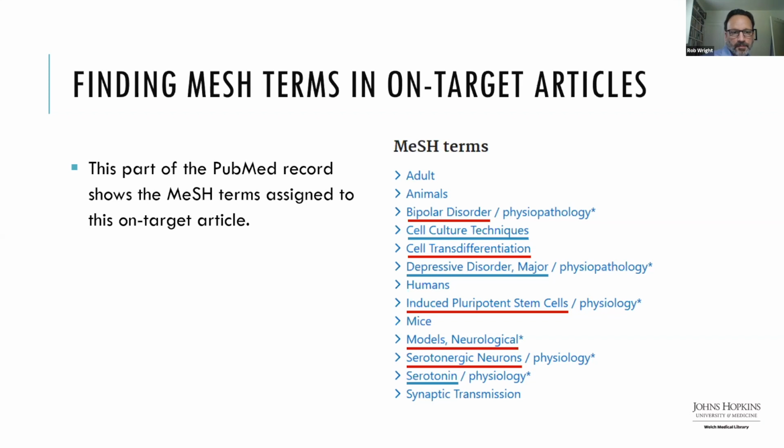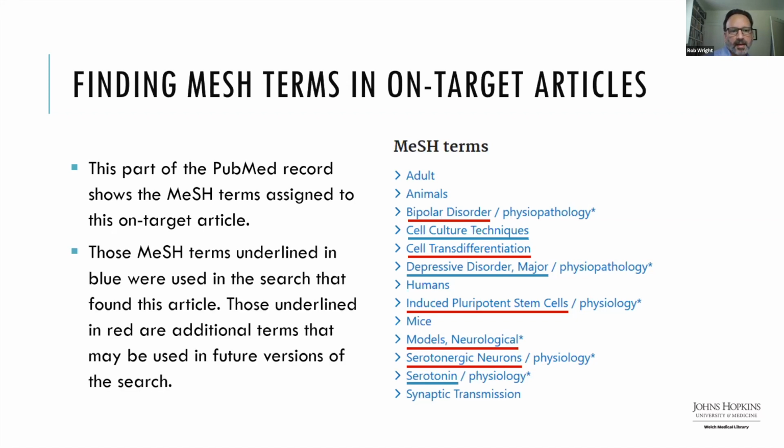So just to reiterate, you want to look for the MeSH parts of the PubMed record. And again, the ones in blue are what we used to find them. So cell culture techniques is part of the in vitro techniques hierarchy. That's why that was pulled up. Major depressive disorder, again, in last name, first name format, has a MeSH term, as well as serotonin. And then I already went through the red ones that looked relevant.